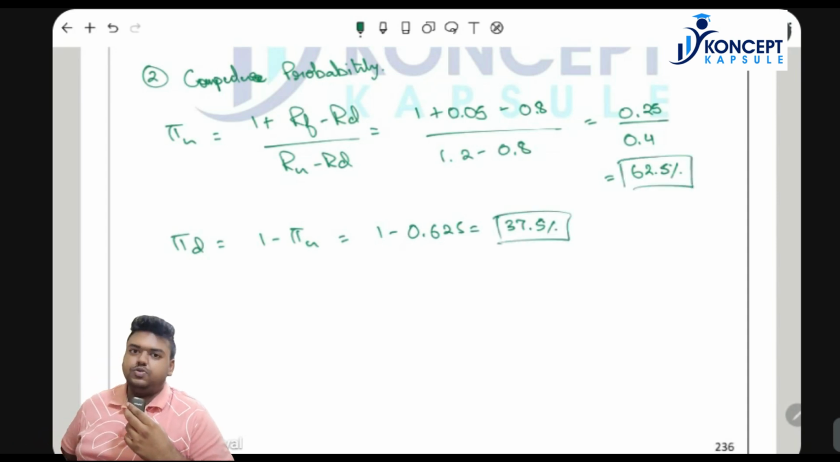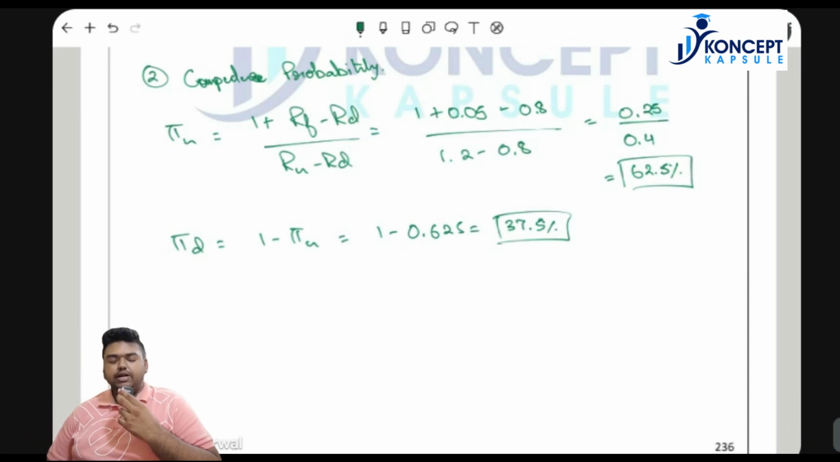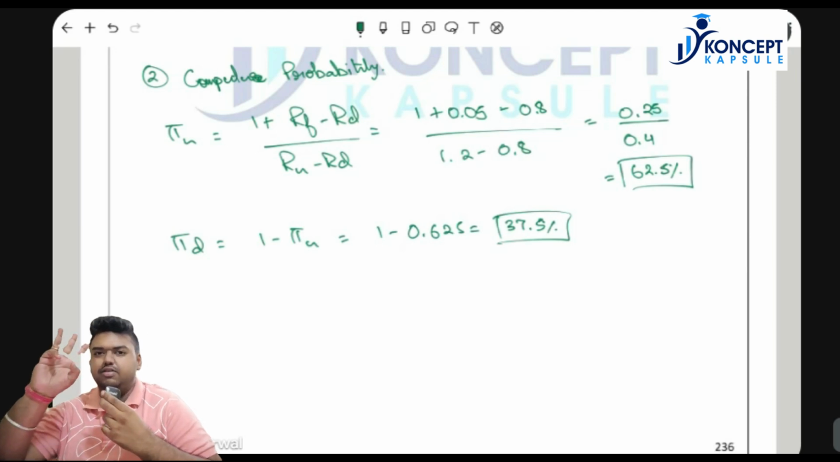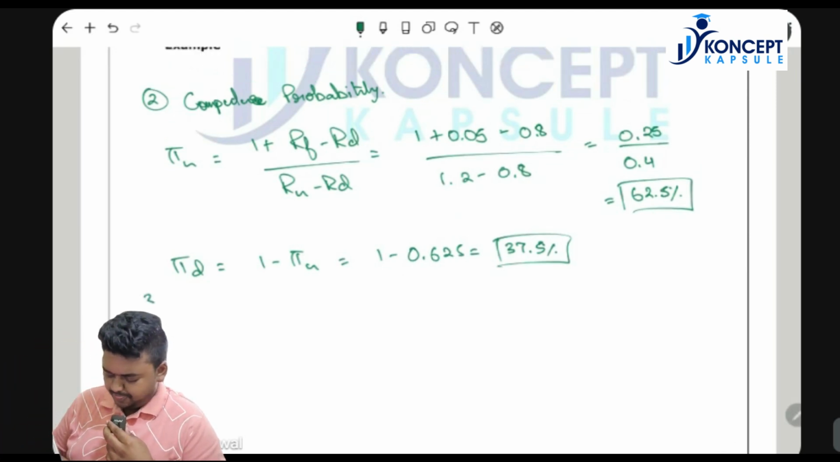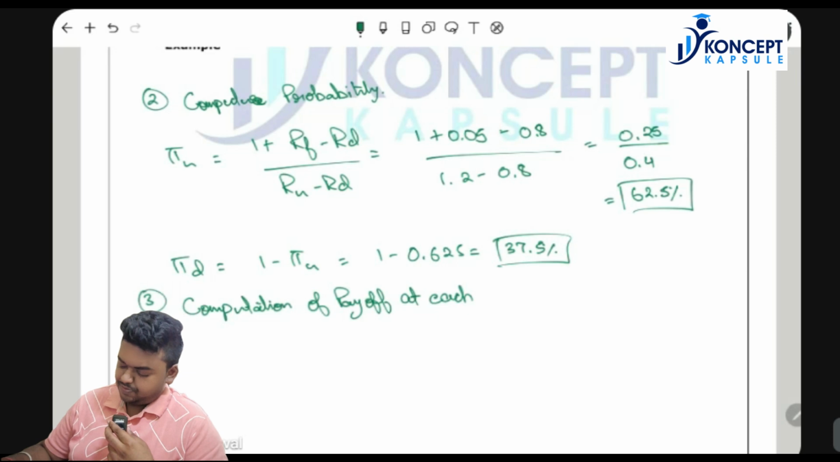So till now, what we have been able to compute is the up move and down move factor and the probability. Now the third step will be computation of payoff at each node or at each movement.